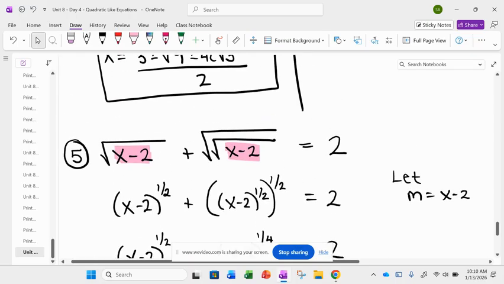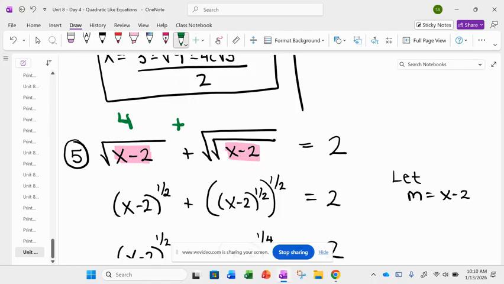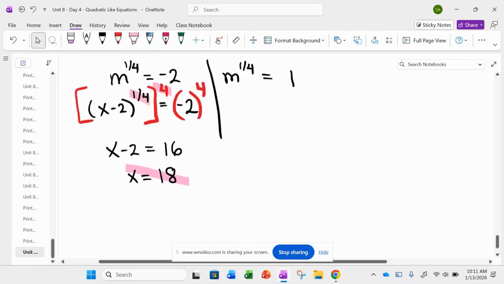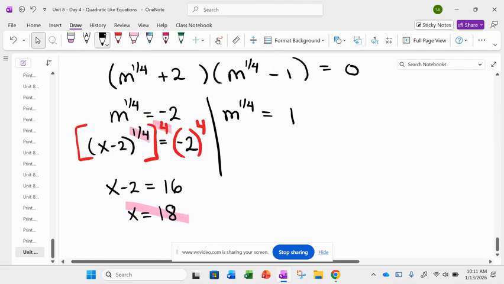When we check 18, 18 minus 2 is 16. Square root of 16 is 4, but then the square root of 4 is 2. Is 4 plus 2 equal to 2? No. So what do we have to do with that 18? Reject it. We're rejecting it. That's an extraneous solution. It doesn't work. So now we have to go to the next solution we have.